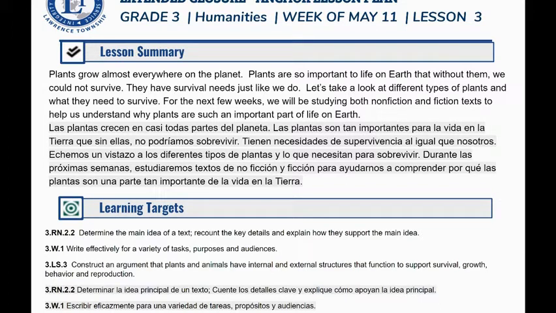Your learning targets include determining the main idea of a text, retelling the key details, and explaining how they support the main idea. We will also write effectively for a variety of tasks, purposes, and audiences, and construct an argument that plants and animals have internal and external structures that function to support survival, growth, behavior, and reproduction.